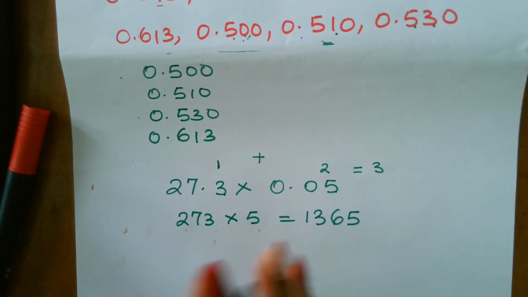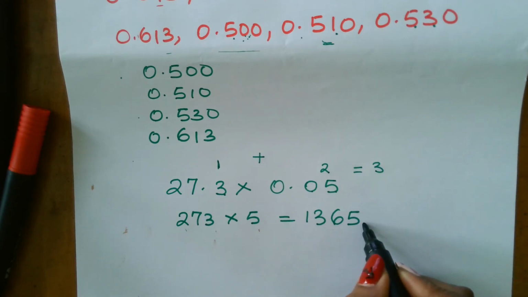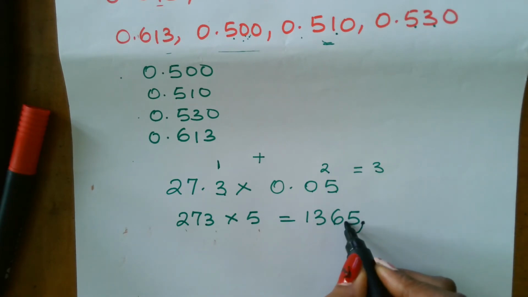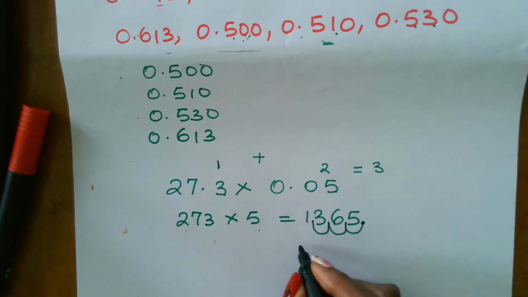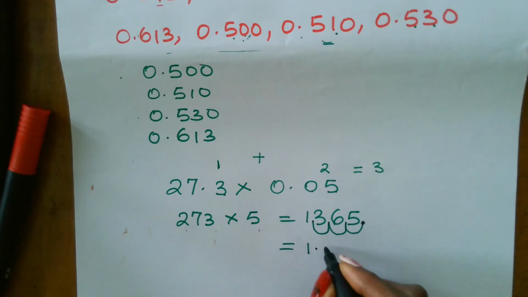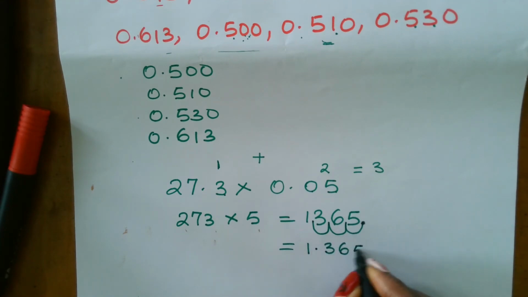Because we have to put back the number of decimal places in the answer, what we do is we start counting from the right. So assuming the decimal point is here, we start counting. We're going to count 3 decimal places. 1, 2, 3. So our answer becomes 1.365.